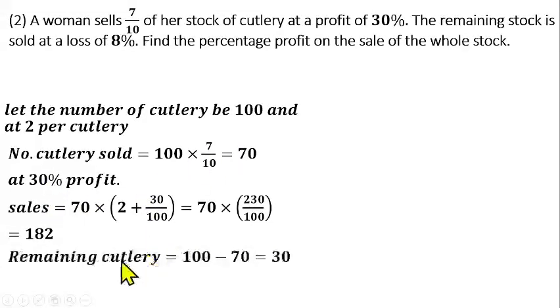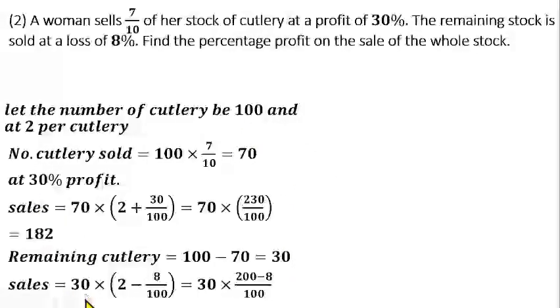So also you can do the same thing for the loss as well. But before you get the loss, you need to get the number of cutlery that was sold as well. If 70 was sold at the 30% profit, then 100 minus 70 gives us 30 that is remaining after selling 70. Then for this 30, we can now know the sales. That will be 30 multiplied by the price per cutlery minus, because it is a loss now, 8 over 100, which is 8%.